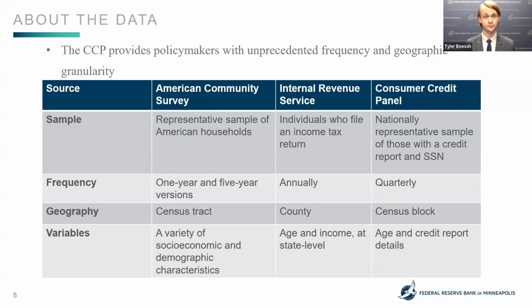Finally, the other variables that are included in the data set do differ. As I mentioned, the CCP doesn't have much demographic information, but it has a real wealth of credit information on the individuals included in the sample. Meanwhile, the IRS only provides age and income categories, and the ACS does offer a breadth of socioeconomic and demographic characteristics, but at the expense of frequency and geographic granularity.